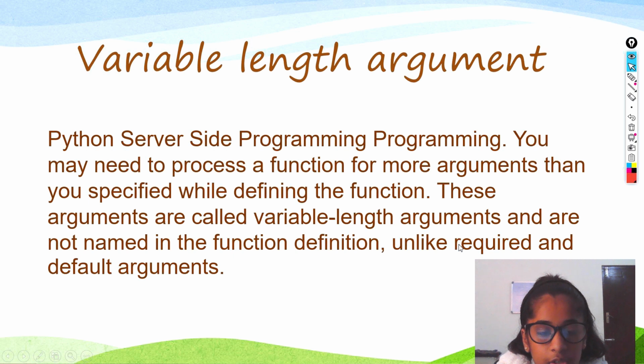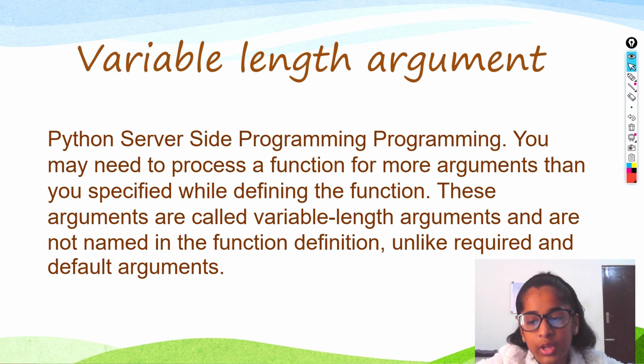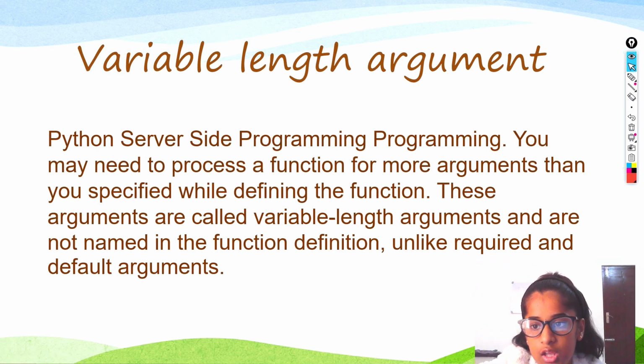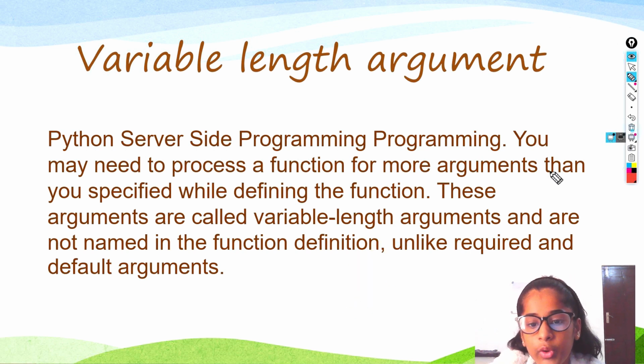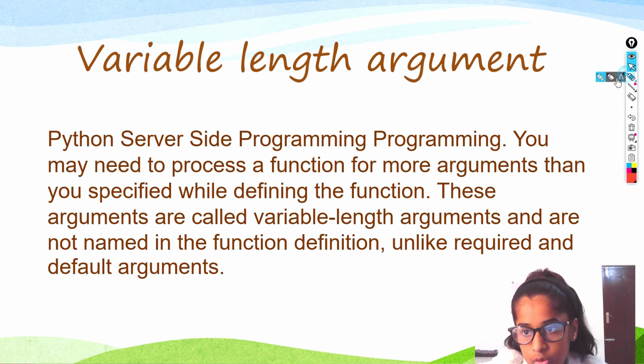So our next argument is a variable length argument. This variable length argument is very unique. It is basically used when you don't know how many arguments you need. So suppose you need a lot of arguments. You need not put all of them here. You can just use this variable length argument. Let's see how to do that.